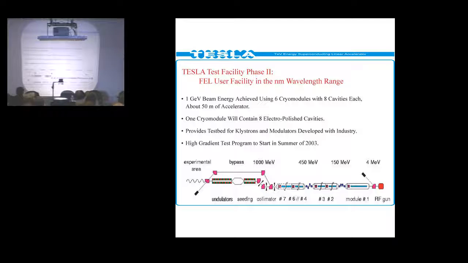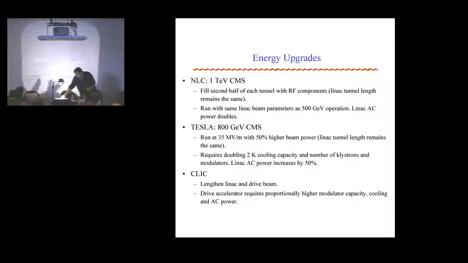One of them will have these 8 electropolished cavities where they're aiming, again, for this higher gradient of 35 MeV per meter that they need for their 800 GeV design. And the testing, the high gradient part of this testing, will begin in mid-2003.